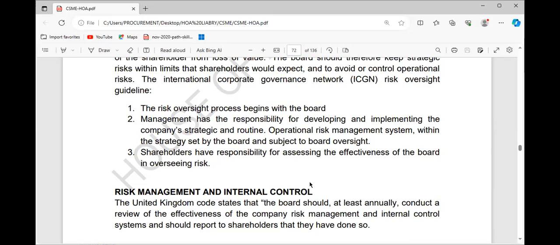Now, shareholders have responsibility for assessing the effectiveness of the board in overseeing the risk. Now that you have already assessed the risk and then implementing the process you are going to use, what next do you have to do? Are you supposed to go and sit down and start sleeping? No, you must monitor the risk. You must make sure you are assessing the risk. You must make sure you are evaluating the risk. Make sure that the implementation is well followed.